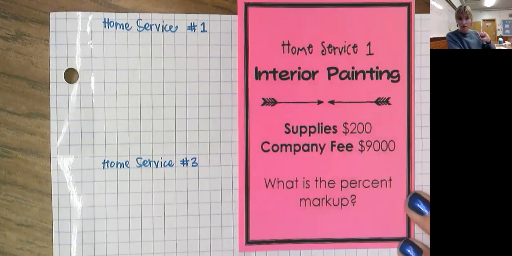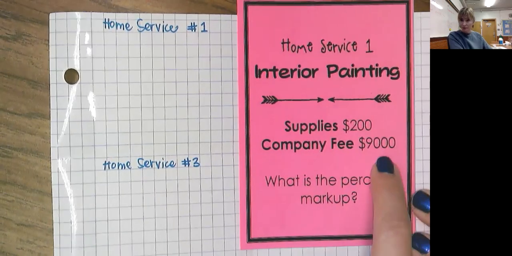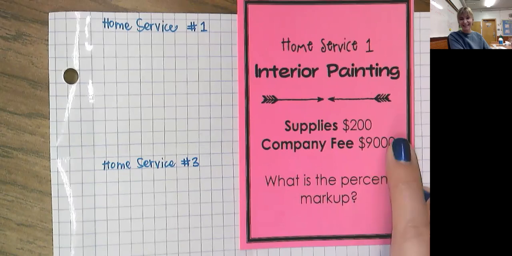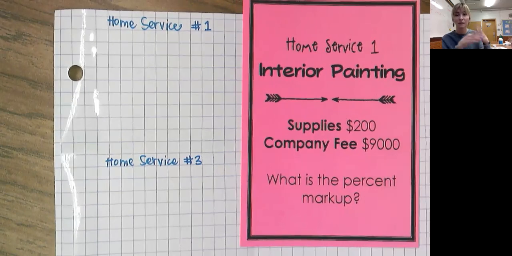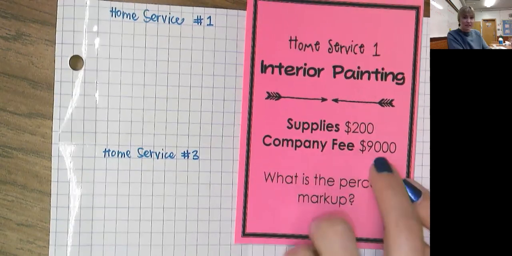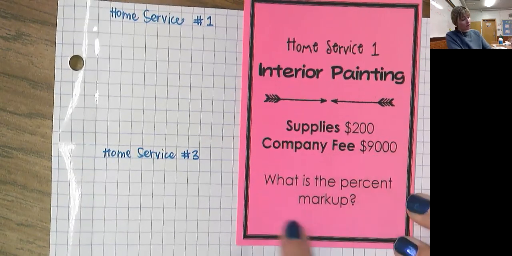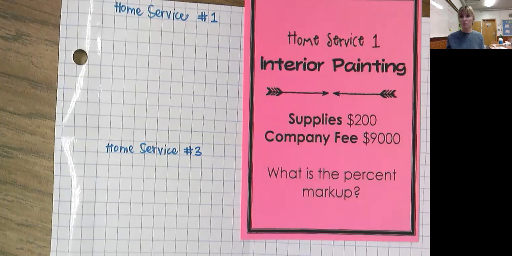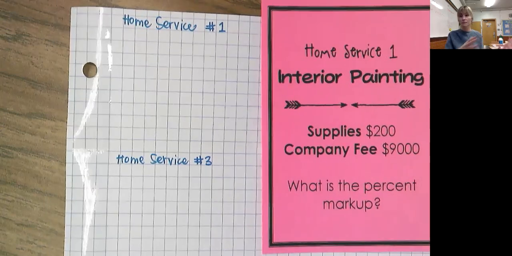So doing it yourself, you're going to pay for the supplies, which is $200. If you hire a company to do it, you might be looking more like in the thousands, $9,000 for somebody to come paint your upstairs. Now, obviously, this is more, but what we want to know is what percent more. So we're going to calculate a percent markup.